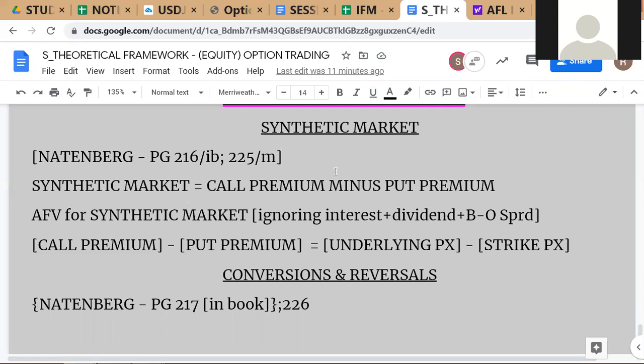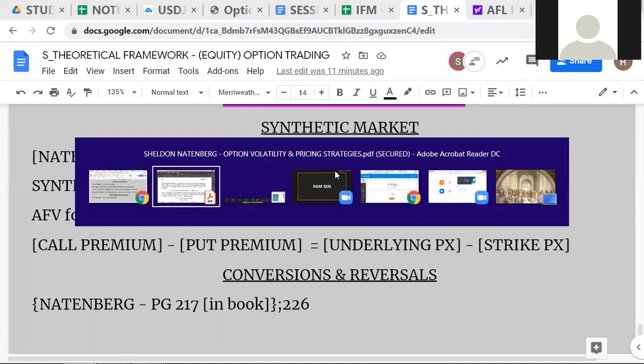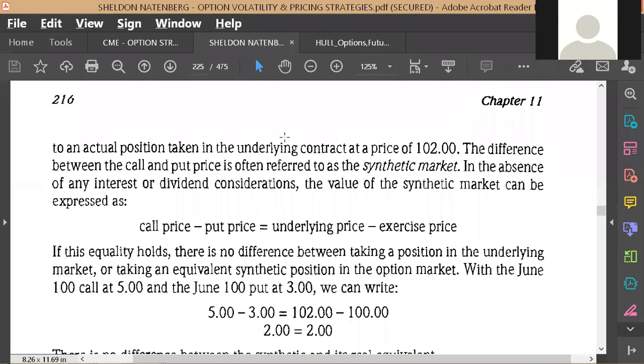Synthetic market, try to understand what he's trying to say here. You can study it further from the book. So I'll make only minimal notes here. So this is the synthetic market. What is he saying? The difference between the call and the put price is referred to as a synthetic market. First he's defining something called a synthetic market, and he's saying that this is equal to the difference between the call price and the put price.